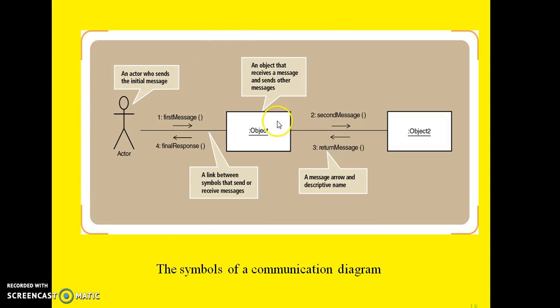So there is an actor, object 1 and object 2. The actor interacts with different objects in a timed sequence, and the interaction of the messages is shown in this example. So here we can see the links. The links form the communication between one object and another object.